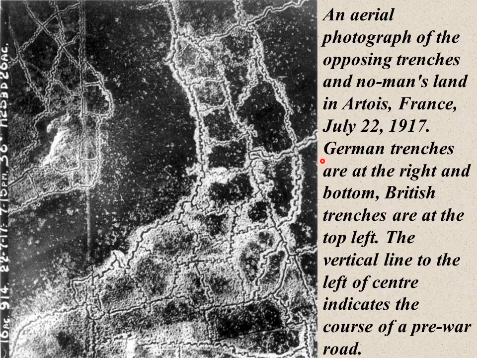This is an aerial photograph of the opposing trenches and no man's land in France. German trenches are up on the right here, and at the bottom, the British trenches are on the top left. The vertical line to the left of the center indicates the course of a pre-war road. So this is a road. This area between the trenches would be no man's land.